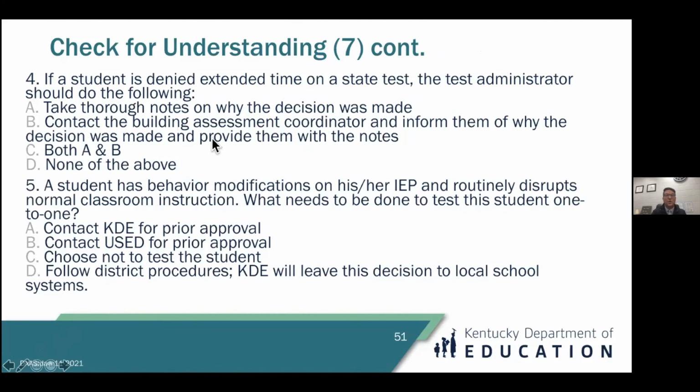And then the last question: a student has behavior modifications on his or her IP and routinely disrupts normal classroom instruction. What needs to be done to test this student one-to-one? The answer is D, follow district procedures, and KDE will allow this to be a local decision for school systems.